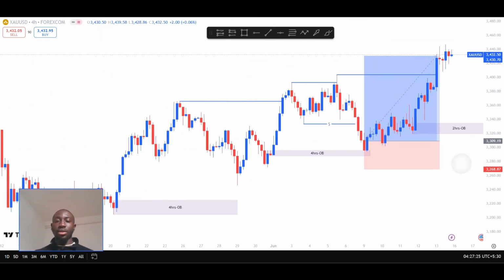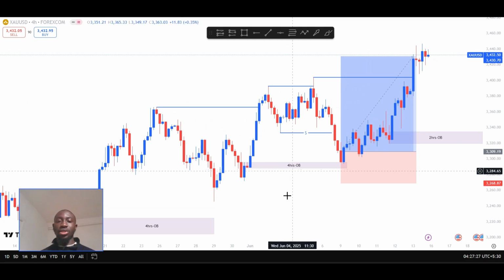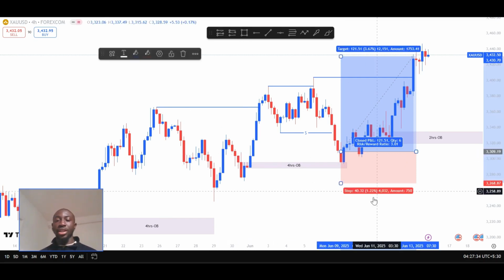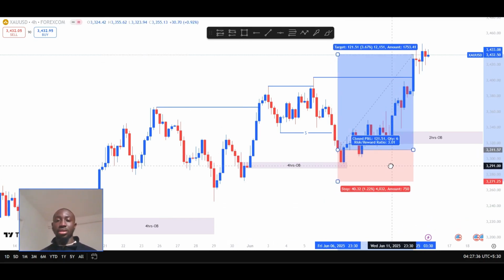You get me? So once price just gets to this area, I took my entry here because there was a breaker block from here. As you can see, this breaker block, I just took my entry here, and that was how I swing the trade. And this one hit TP.